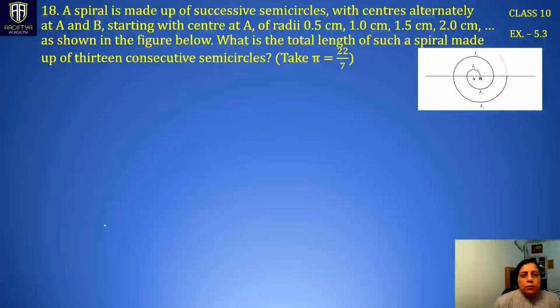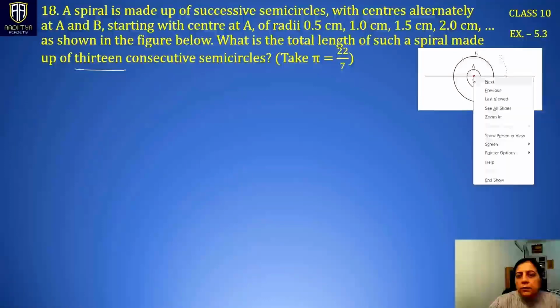This is a very interesting question. A spiral is made up of successive semicircles with centers alternately at A and B. Starting with center at A of radii 0.5 centimeter, 1 centimeter, 1.5 centimeters, as shown in the figure given here. What is the total length of such a spiral made up of 13 consecutive semicircles? Right? A spiral is made of successive semicircles with centers alternately at A and B. See, if this is the point, we change the color.